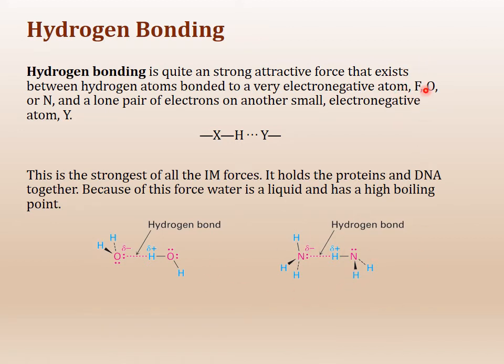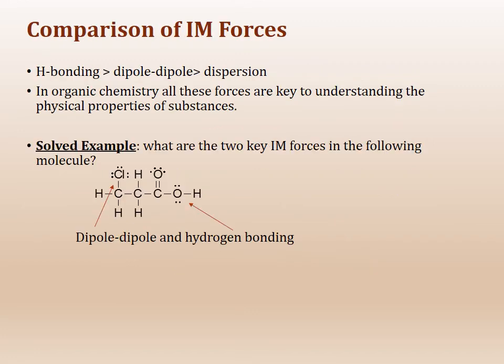You probably will not see fluorine that much. Fluorine is a very unusual atom, very small, very tiny, very reactive. So you probably won't see so much of fluorine, but you will definitely see nitrogen and oxygen a lot in organic chemistry and also in biochemistry.